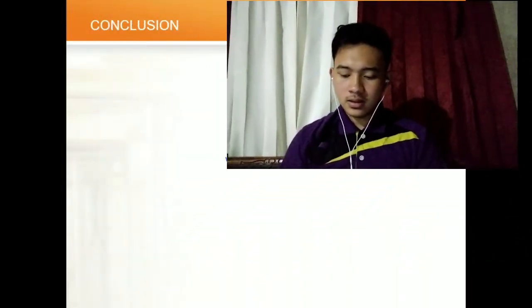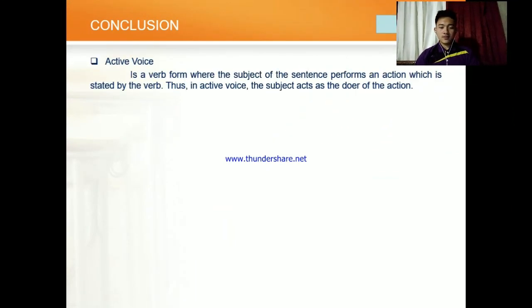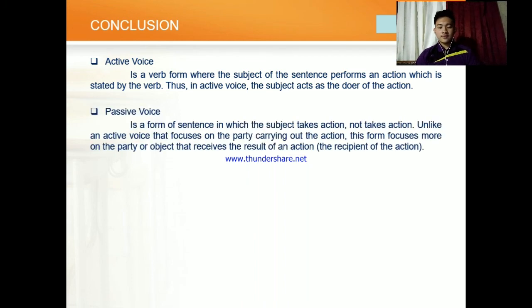My name is Muhammad Syarif Hidayatullah. From the explanation of my friend earlier, we can draw the conclusion that active voice is a verb form where the subject of the sentence performs an action which is stated by the verb. Thus, in active voice, the subject acts as the doer of the action. Passive voice is a form of sentence in which the subject receives the action, not performs it.